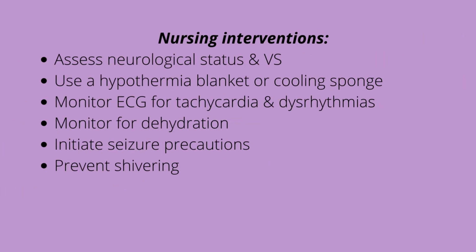Nursing care that we need to do for these patients will assess neurological status as well as vital signs. We'll use a hypothermia blanket or a cooling sponge to cool them down, because remember their temperature is really high. We need to cool them down, but we need to cool them down slowly. We'll monitor the ECG, our cardio status, for tachycardia and dysrhythmias compensation.